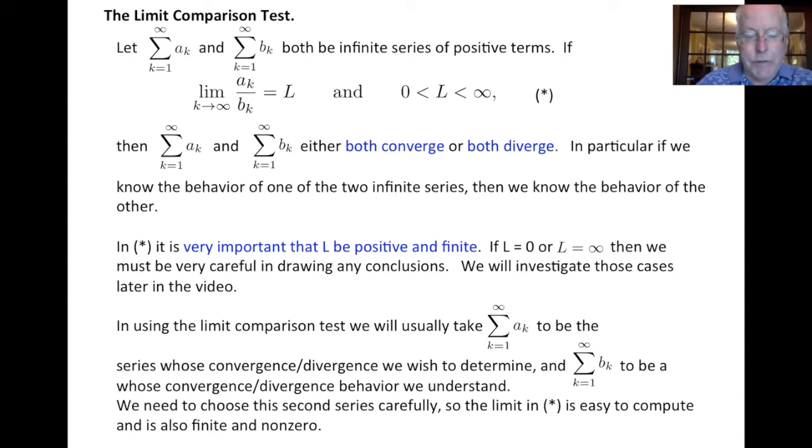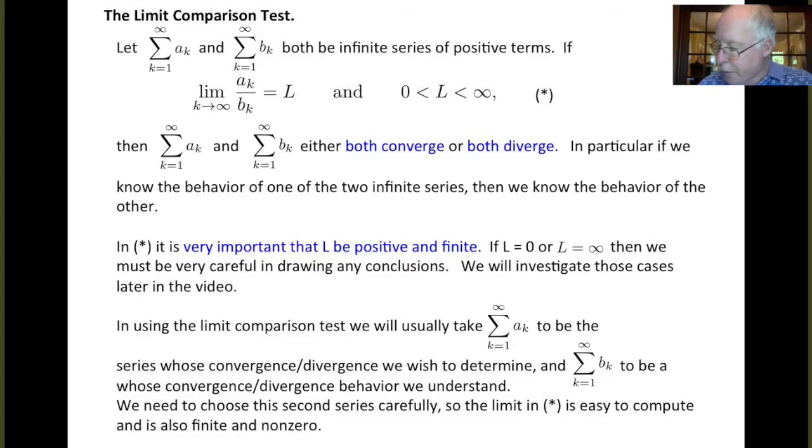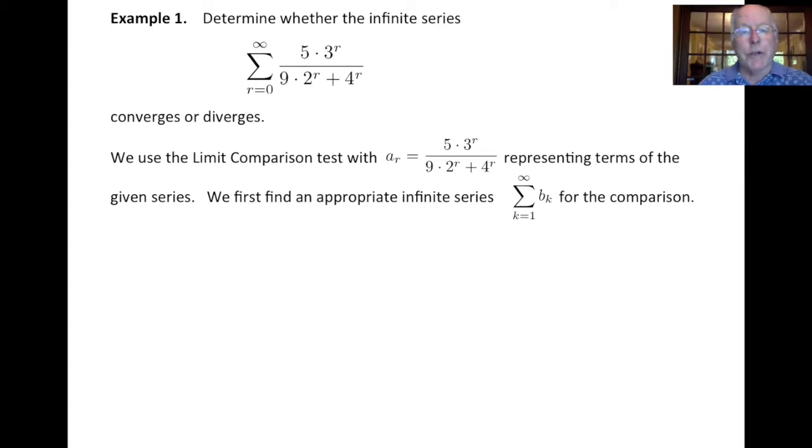But the second series has to be chosen kind of carefully for two reasons. One, you certainly want to make sure that when you go to compute this limit, it is a limit that is easy to compute and is finite and non-zero. And of course, you want a series for which you know the answer, does it converge or diverge? So all these come into our considerations.